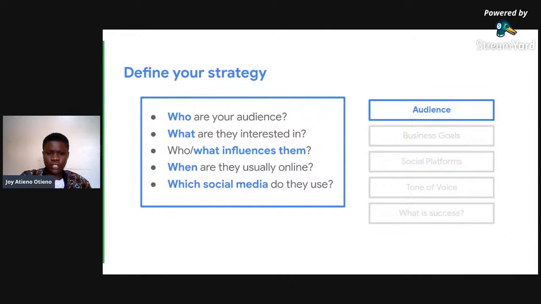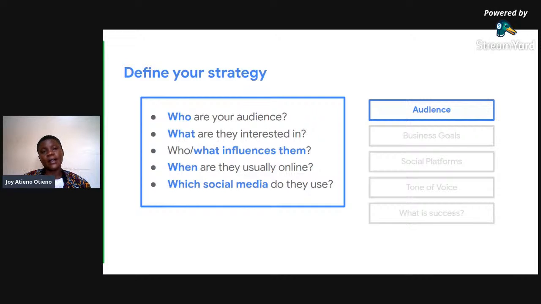In defining your strategy, step number one, always, is to identify your audience. Because if you get your audience wrong, then it means you're going to be speaking to the wrong people who do not require your products or your services. And then all your efforts will be in vain. You will not get return on investment. So make sure that you are very, very exact in identifying your audience, right?